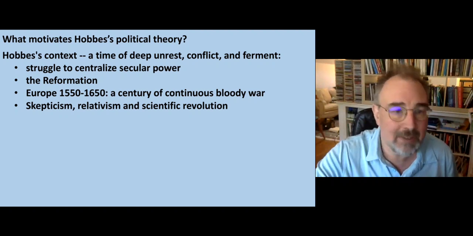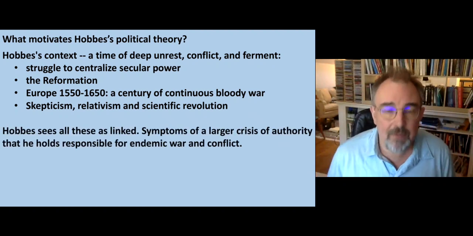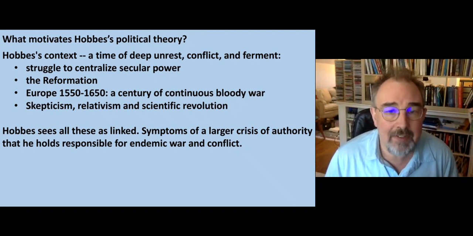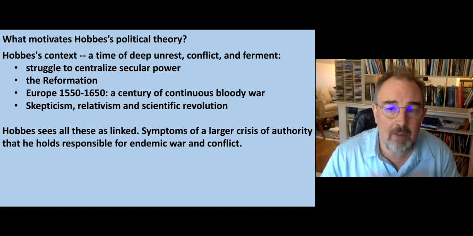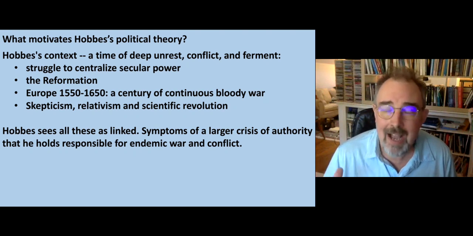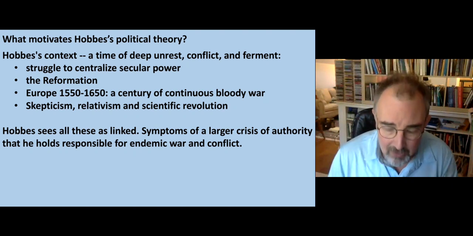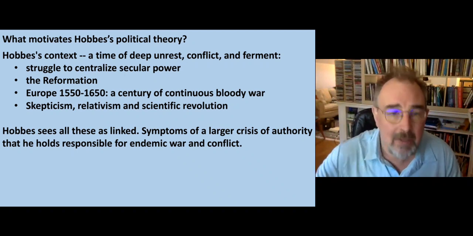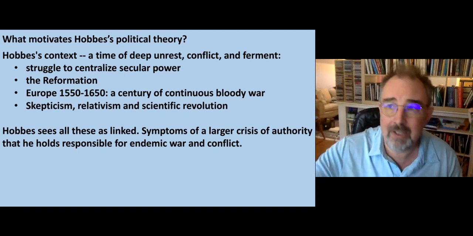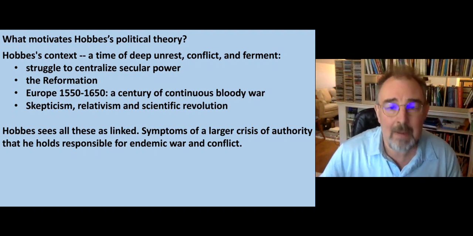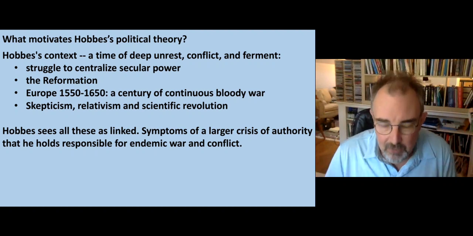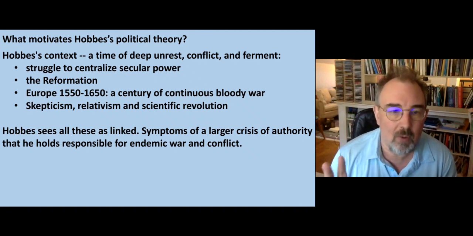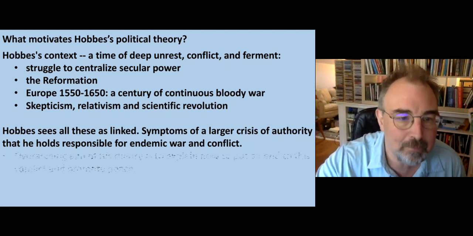That's Hobbes' context. He sees all of these phenomena as linked, and he sees them as all symptoms of a larger crisis of authority, a kind of sense of confusion about where authority in different jurisdictions and in different areas of life comes from, in science, in religion, in politics, and so forth. And he holds this confusion about the origins and sources of authority responsible for endemic war and conflict during his lifetime.